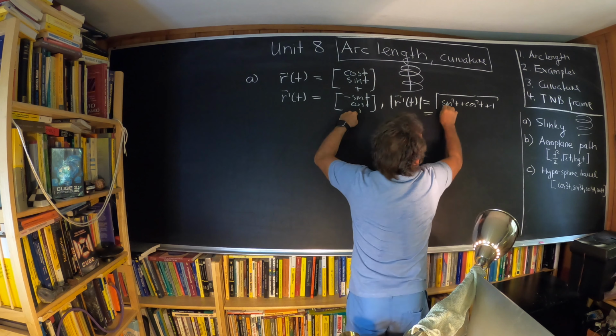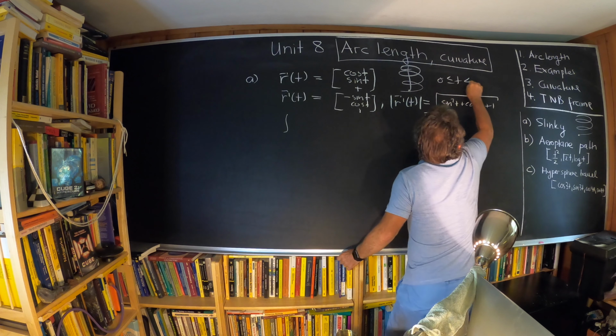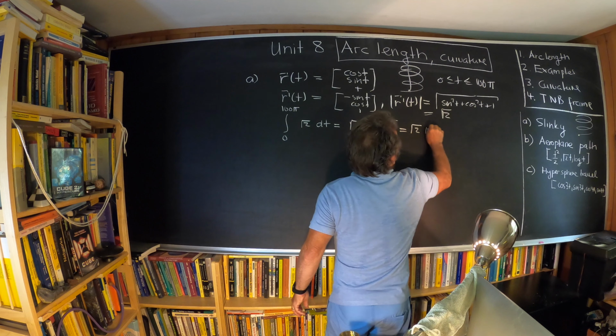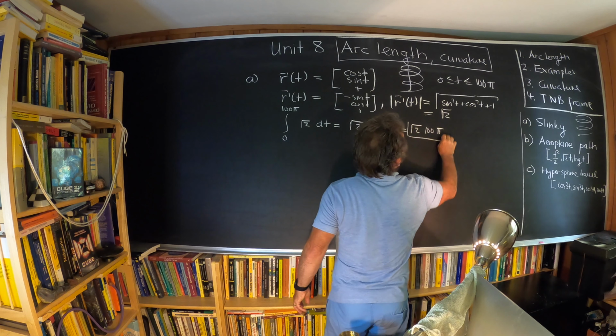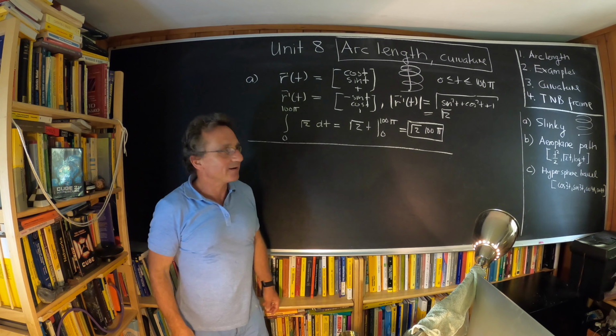And we have the integral. Let's just see, we go from, maybe, 0 smaller than t smaller than 100 pi. So 100 pi means 50 rounds here, 50 turns. And so we go from 0 to 100 pi, the integral of square root of 2 dt is square root of 2 t going from 0 to 100 pi. This is square root of 2 times 100 pi. Very nice. So this was easy.